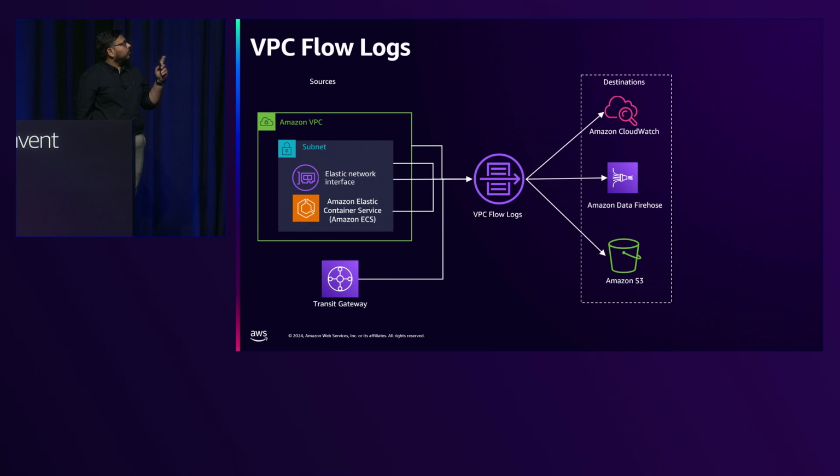Now, when it comes to storing your flow logs, you have three options: CloudWatch, Kinesis Data Firehose, and S3. This choice totally depends on the use case and application. For example, customers who want to store flow logs mostly for compliance reasons, or who will access these logs infrequently for troubleshooting, tend to store the logs in S3.